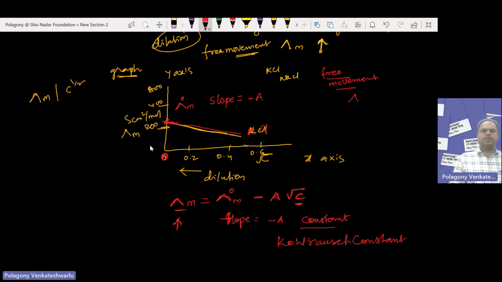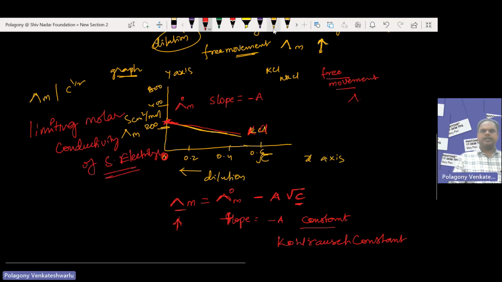And in case of strong electrolytes, the molar conductivity upon dilution increases with the decreasing of concentration, because the number of ions is fixed and the volume increases, and it will be intercepting on the y-axis. That point we call the limiting molar conductivity of the strong electrolyte.